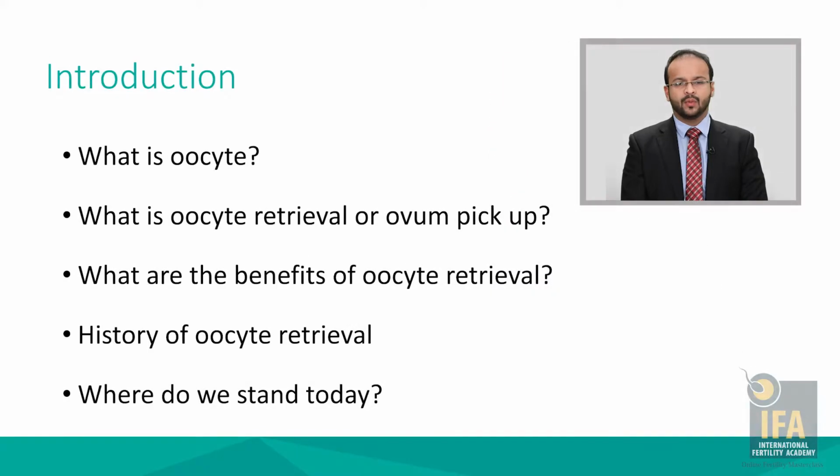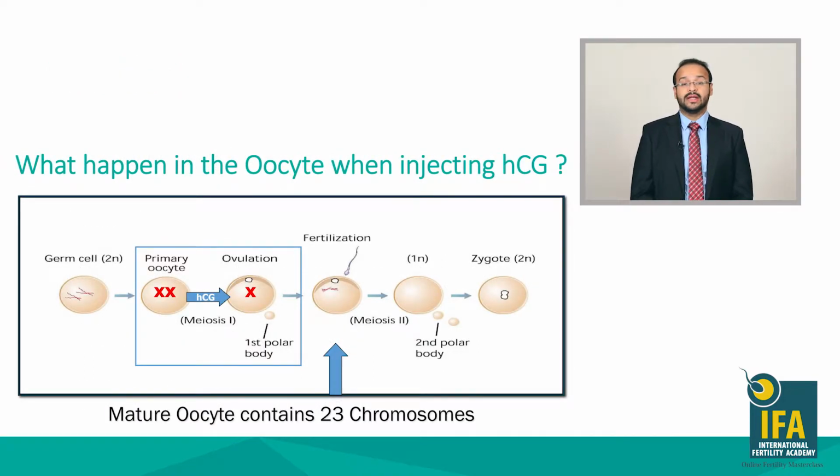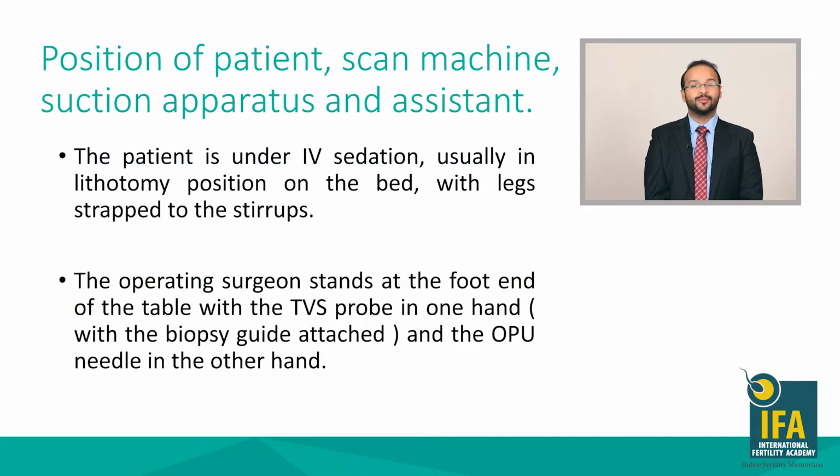Today, we are going to discuss ovum pickup. In part 1 of the course, we will try and cover various modules. We will discuss 1. What is oocyte? Next, what is oocyte retrieval or ovum pickup? So what exactly happens to the oocyte when we inject HCG to the patient? Coming to the position of the patient, the scan machine, the suction apparatus and the assistant.